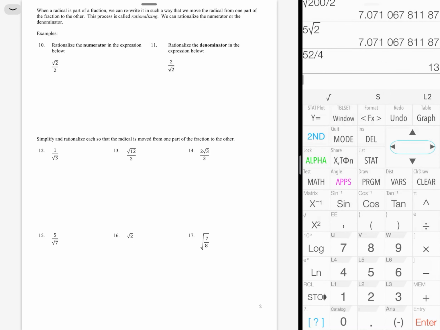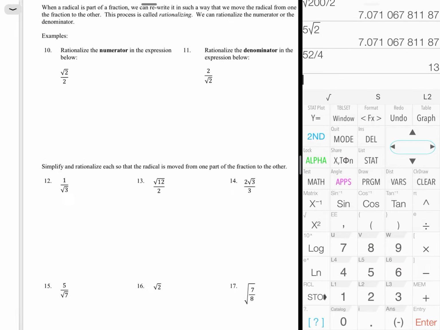Okay, sometimes we want to change the look of a fractional value if it contains a radical. We could have a radical in the numerator and we could have a radical in the denominator. Sometimes we have a radical in both. What we want to do is be able to rationalize. Rationalizing is just a fancy term for saying that we're taking something that's radical and making it not radical. But it's not like you can make it disappear completely. We're just moving it from one part of the fraction to the other.